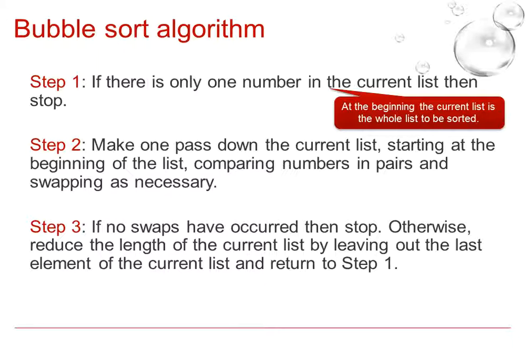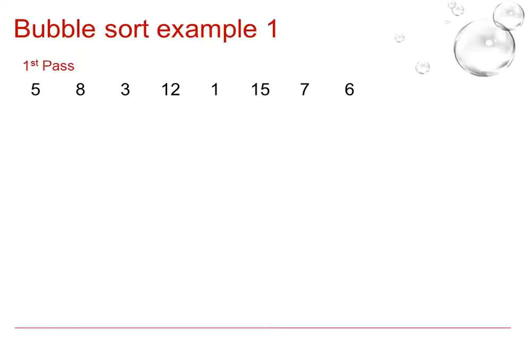This algorithm will make a lot more sense when you see it in practice. It's called the bubble sort algorithm because when we are sorting numbers into ascending order, you'll see the bigger, heavier numbers sink quickly to the bottom and the smaller, lighter ones slowly float to the top. So in this first example, we're going to sort 5, 8, 3, 12, 1, 15, 7 and 6 into ascending order. So we want the smallest number at the beginning and the biggest number at the end.